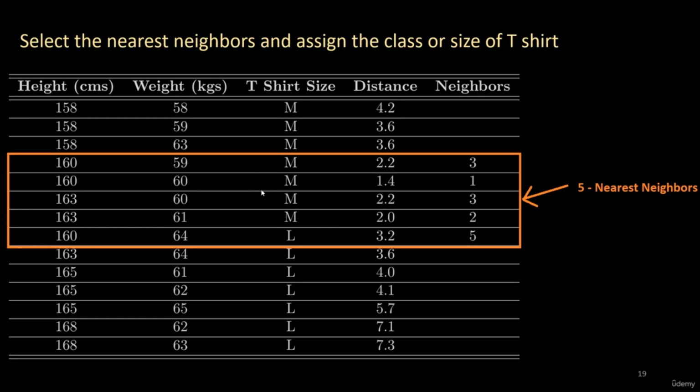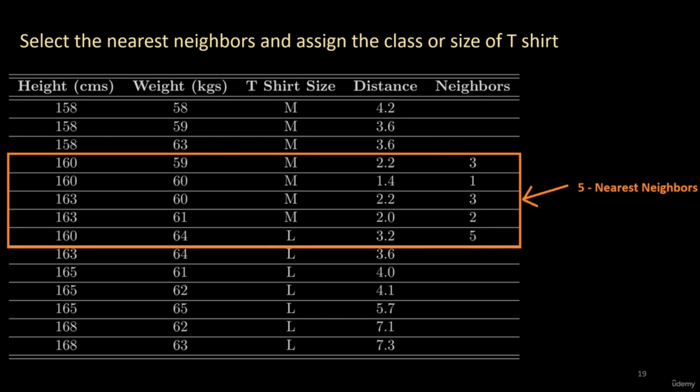So basically here we are going to perform step 3 and step 4. Step 3 is to select the nearest neighbors, and step 4 in the KNN algorithm is to decide the class based on majority voting. So if we see inside the 5 nearest neighbors, we have 4 labels related to the medium size t-shirt. So based on the 5 nearest neighbors, we have decided that the size of a new customer is a medium size, and we will recommend a medium size t-shirt to a new customer whose height is 161 centimeters and weight is 61 kg.